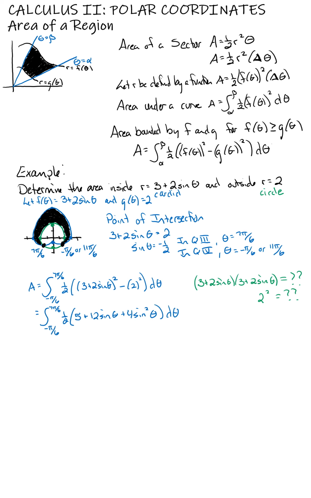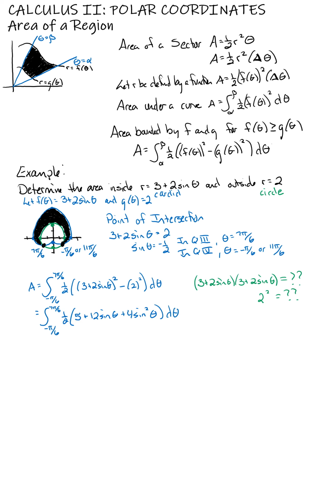Okay, now we're almost ready to integrate. I can definitely integrate 5, no problem. By the way, this 1/2 we can factor out at any time if we need it. But I can definitely integrate 5. I can definitely integrate 12 sine theta. I mean, again, 12 is just a coefficient. Sine of theta, we can integrate that. But this 4 sine squared theta, integrating that is going to be a bit of a problem. 4, I'm not so worried about. Sine squared, definitely worried about.